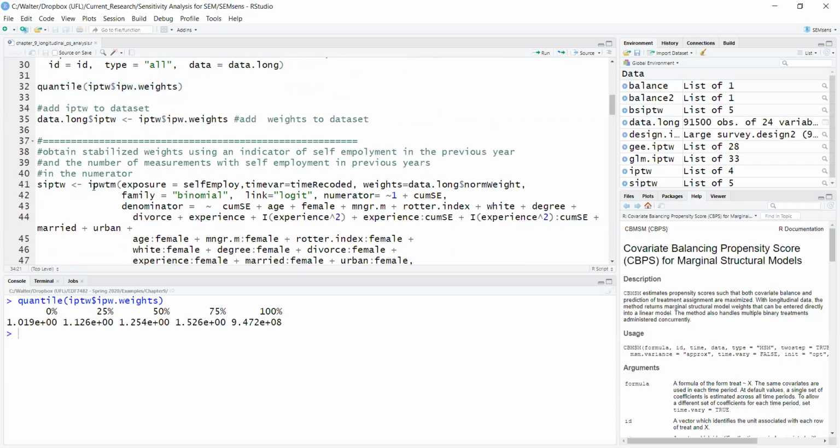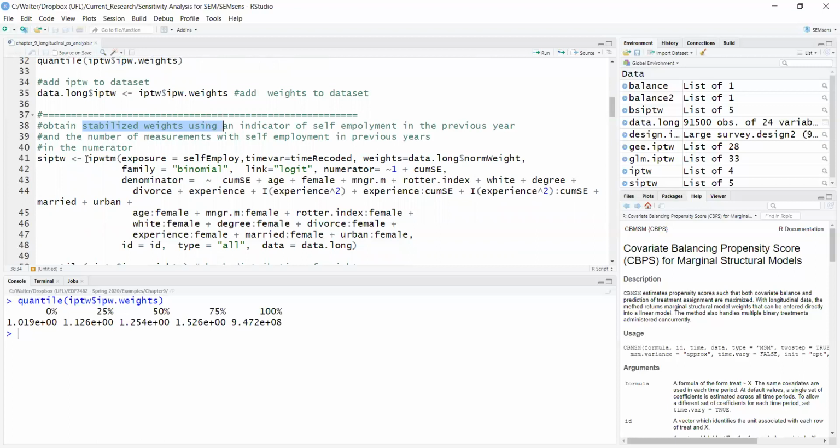Now, to solve the problem of extreme weights, we use stabilized weights where we replace the numerator, which in the regular weight is 1, by the probability of treatment given the previous history of treatment. So I'm running EPWTM again, and the only difference here is that the numerator is no longer 1. The numerator is the predicted probability of treatment given the number of times the individual received treatment before. So the history of treatment is used to estimate the probability in the numerator, and the history of treatment is also in the denominator.